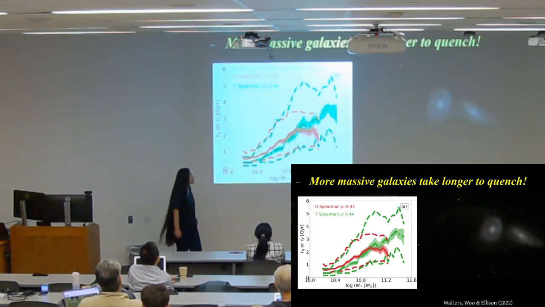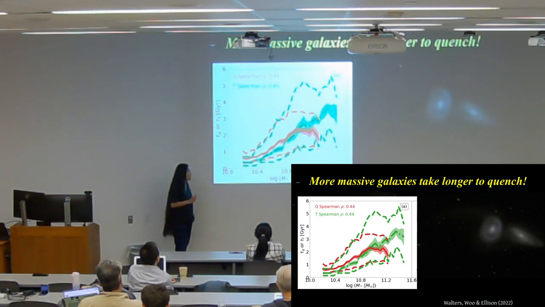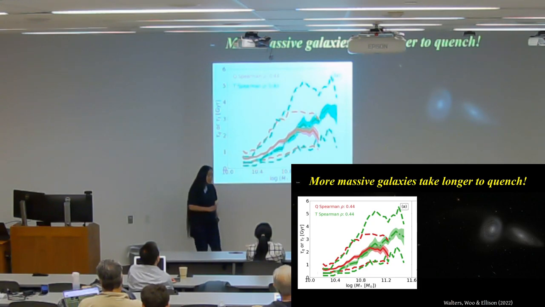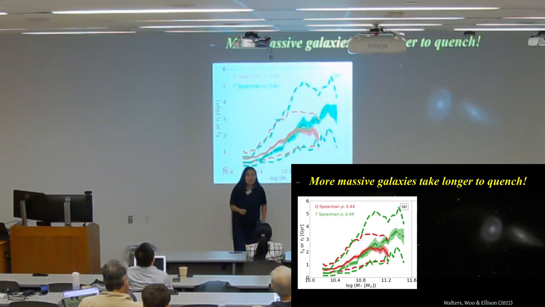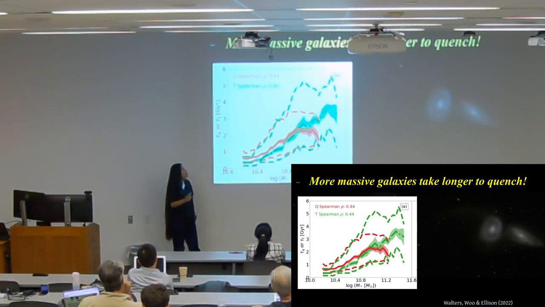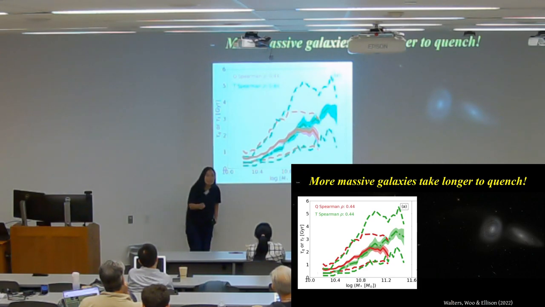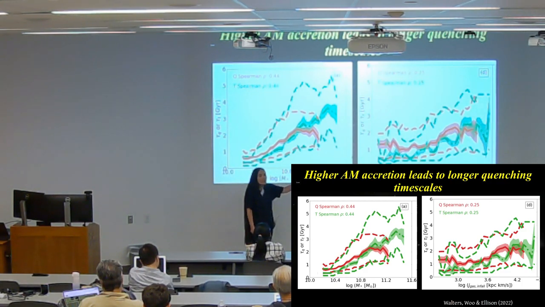Other things that we had found related to quenching, which was very interesting, was that we had measured the quenching timescale as a timescale between crossing certain thresholds in sSFR, and we found that galaxies that are more massive take longer to quench. And how is this related to angular momentum? If you had higher angular momentum accreting gas at half R-vir, you tended to quench more slowly.